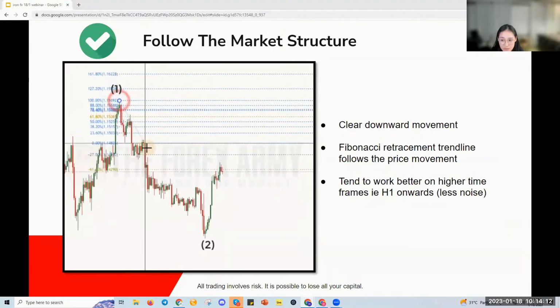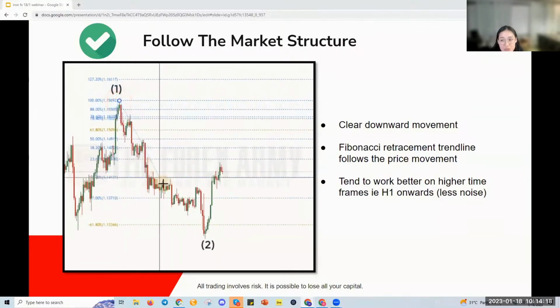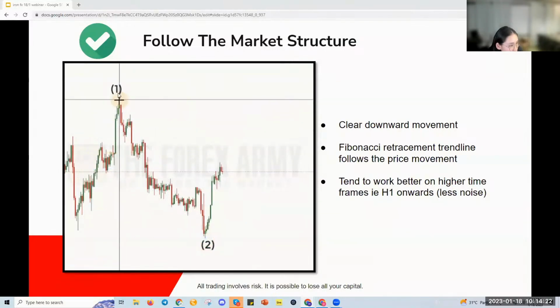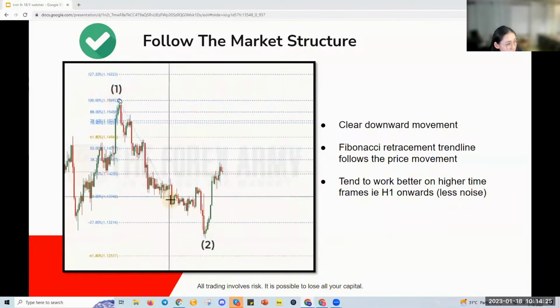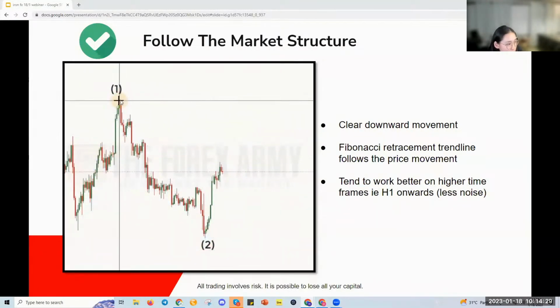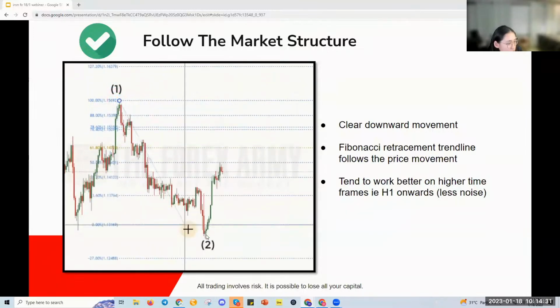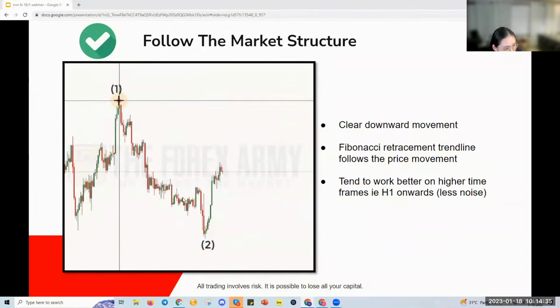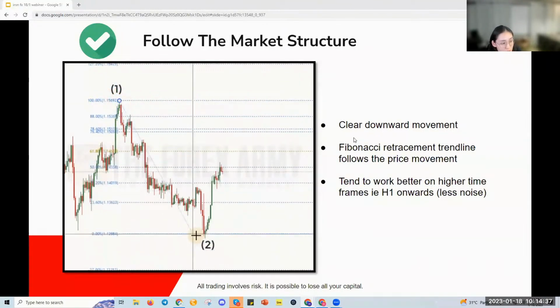Okay, so this is an example of something that you want to do. So you want to pick market structures with really clear upward or downward movements. As you can see over here, the starting point is at point 1, ending point at point 2. So you can see a very clear downward general trend. Even though it does cut a little bit over here, but that's fine because it doesn't deviate too much from the price movement.